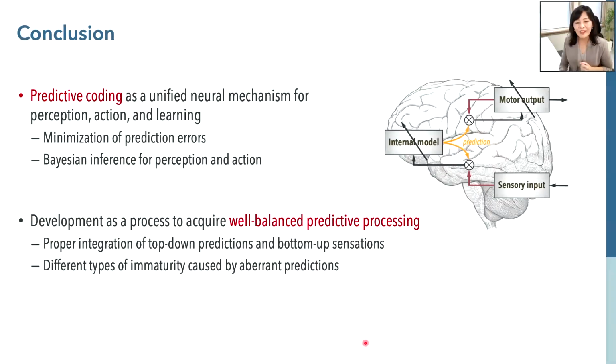Let me conclude. In my talk, I presented the idea of predictive coding as a unified neural mechanism for perception, action, and learning. As you know, predictive coding provides a very nice explanation for different types of behaviors. But here we closely looked at how predictive processing is acquired over development. We found out that well-balanced predictive processing is the outcome of development. But in younger childhood, the children may have imbalances between top-down predictions and bottom-up sensations. We are still conducting further experiments to better integrate our findings and to further investigate the underlying neural mechanism, not only the differences in prior, but also in sensation.